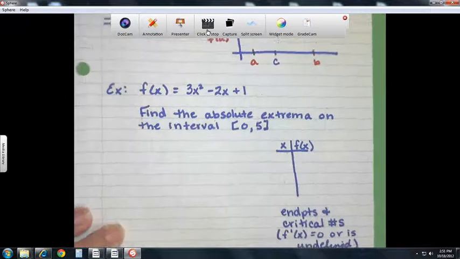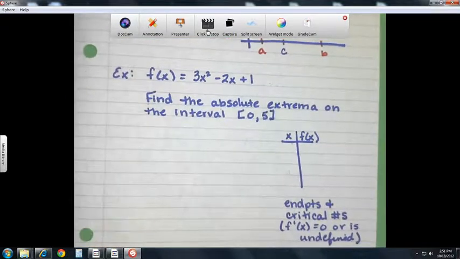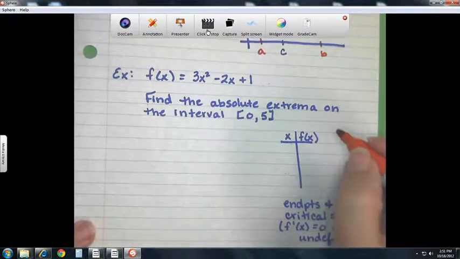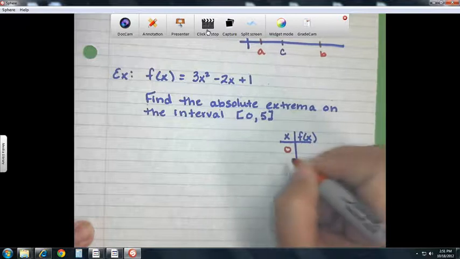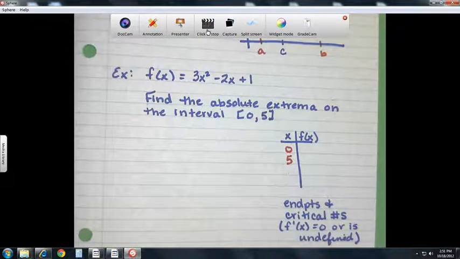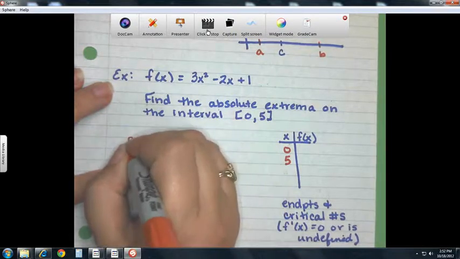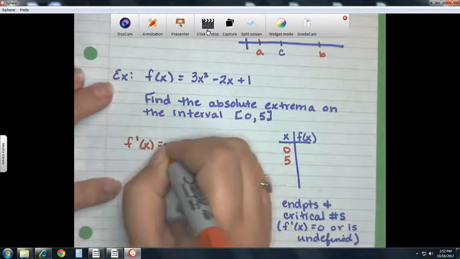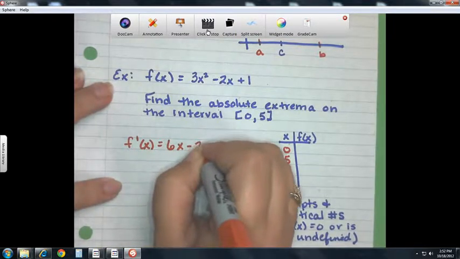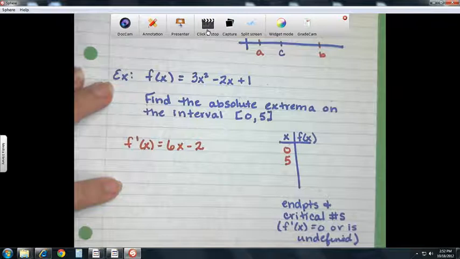So, do I know my endpoints? What are my endpoints for this function? 0 and 5. But do I know the critical numbers yet? No. How do I find them? Set the derivative equal to 0. So I'm going to take the derivative, which is 6x minus 2. Right? And then I am going to set that equal to 0.